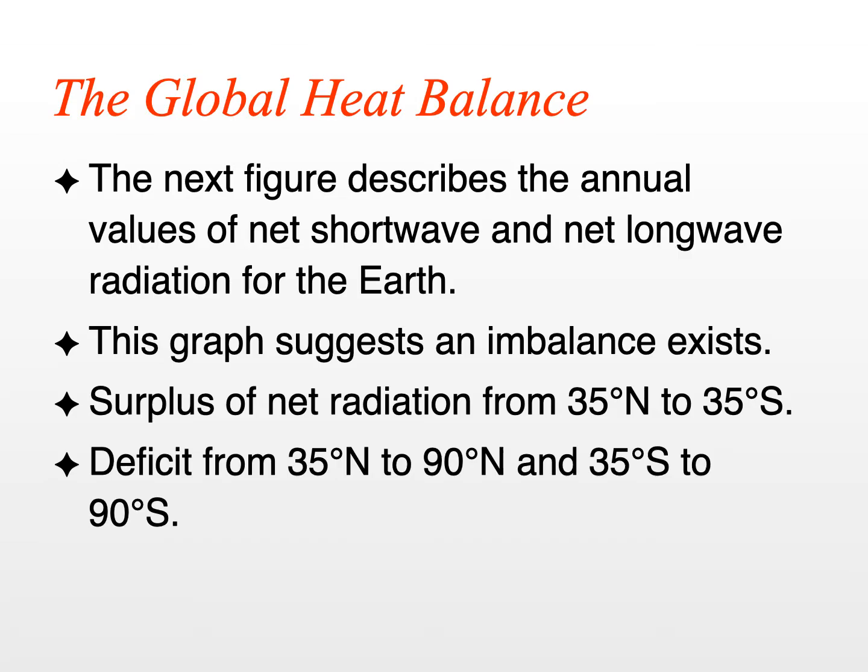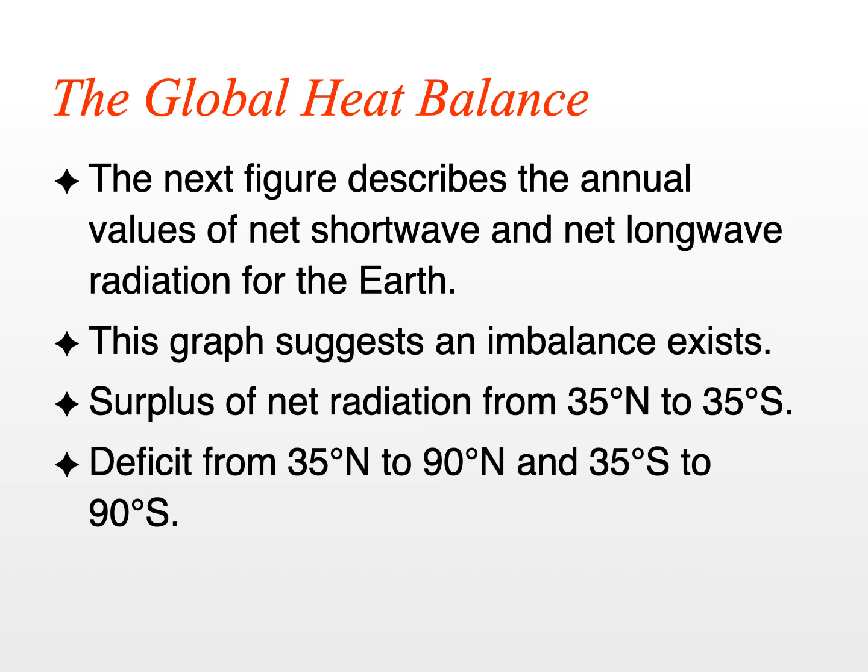The figure I'm about to show you describes the amounts of annual net shortwave and net longwave radiation for the Earth. So we have two lines here. If the Earth had no atmosphere, was a simple chunk of rock in space, these two lines would be identical. Input would match output from the Earth in terms of radiation transfer. However, when we look at the graph, we're going to notice that's not the case.